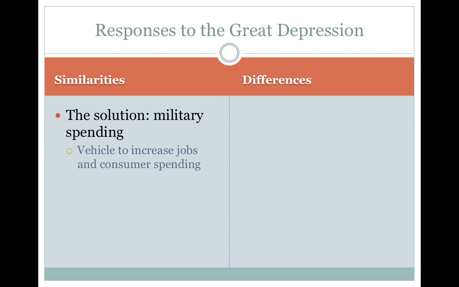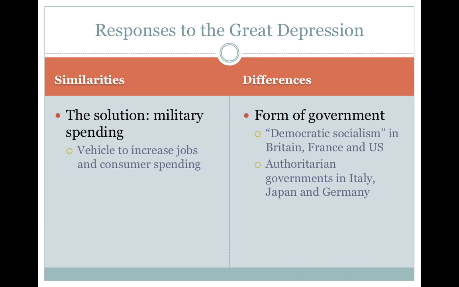So this increases jobs, and with those jobs increases consumer spending. This is also the solution in Japan, also the solution in Germany. So the connection between the Great Depression and World War II is in part that military spending is the solution to the depressions. The main difference is that forms of government either change or don't change depending on where you're at.